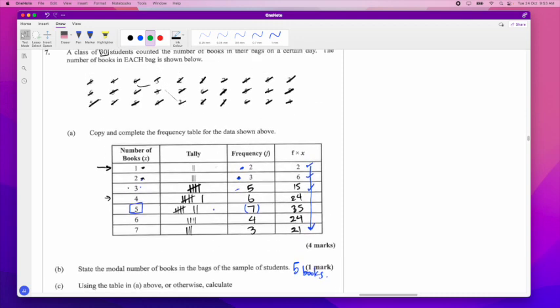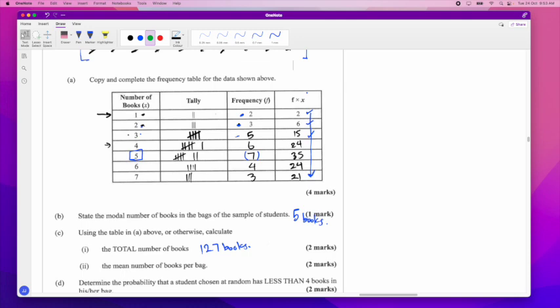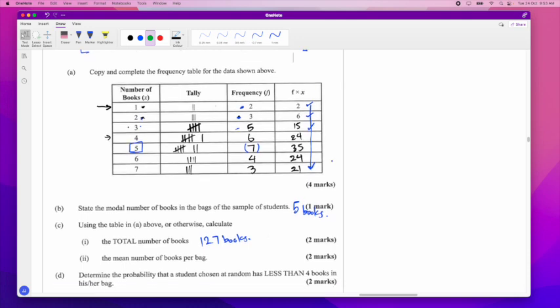Another way would have been for us to add up all of these numbers, but that way would have been a little more painful. So this way was a little easier.